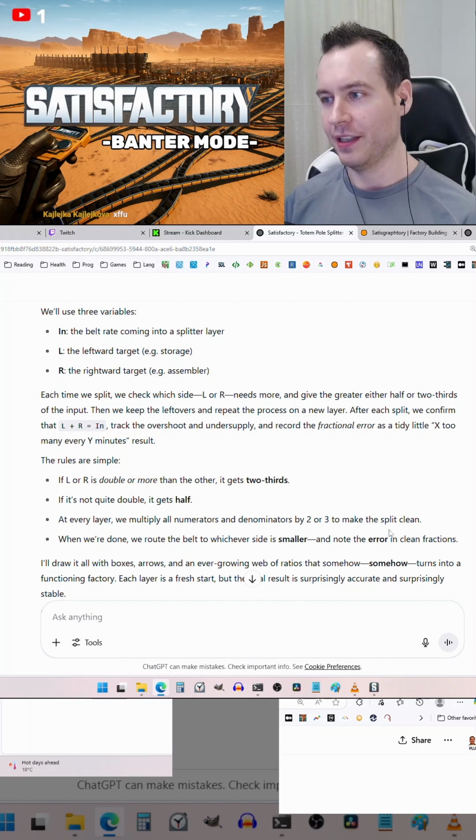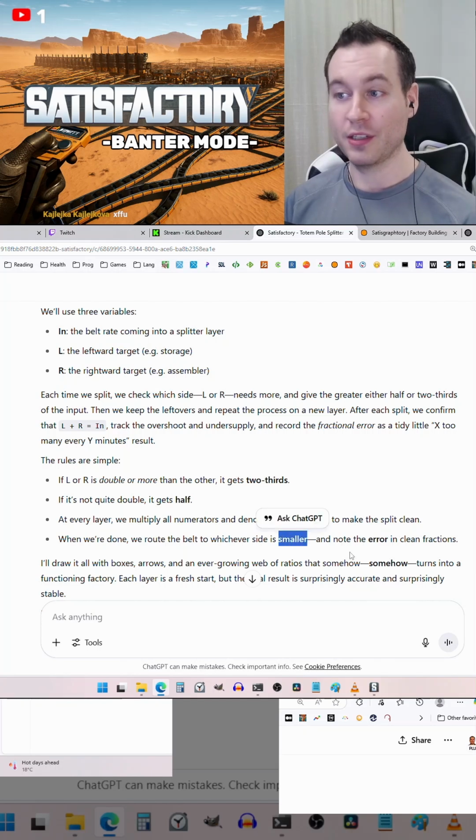I have an error in this introduction. It actually goes to whichever side is larger. And note the error in clean fractions.